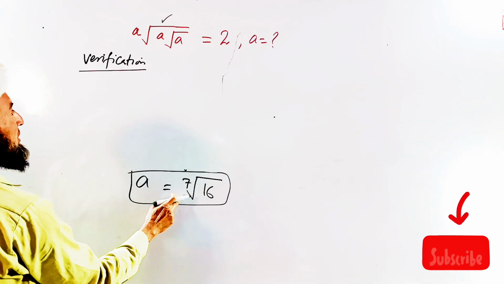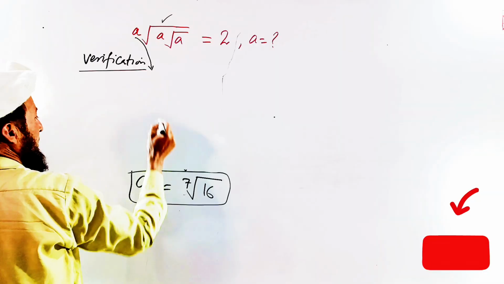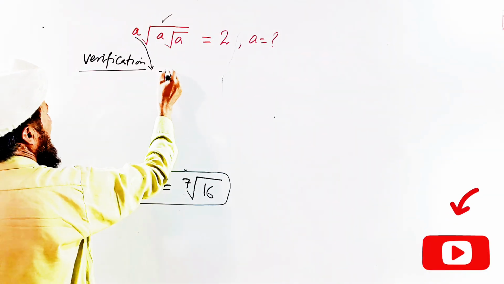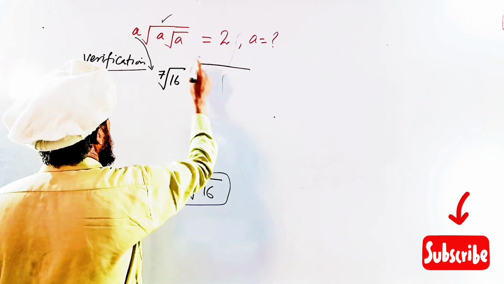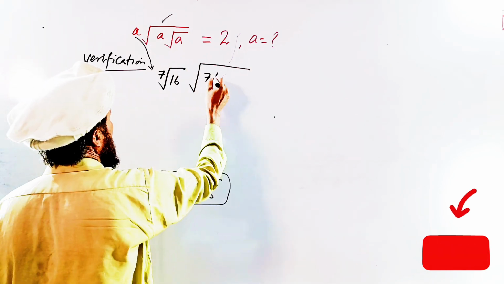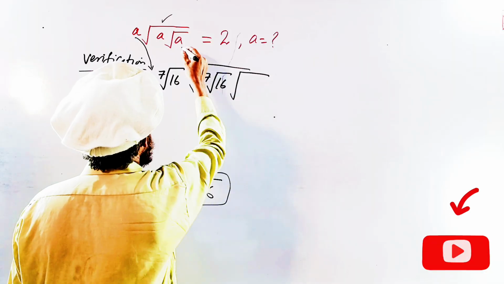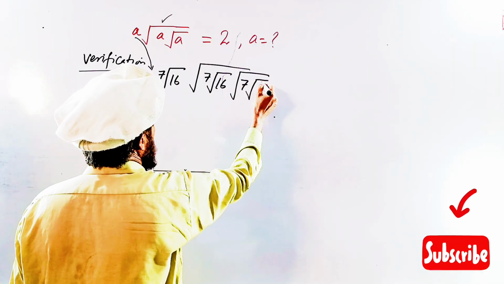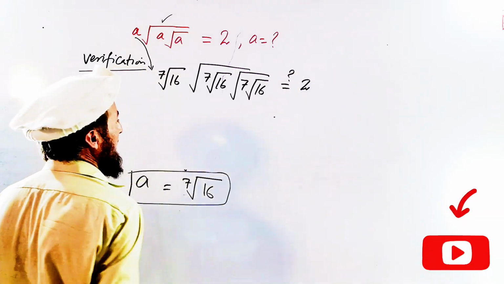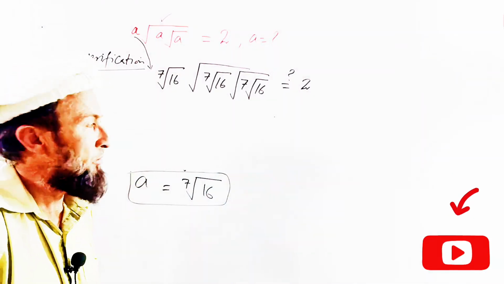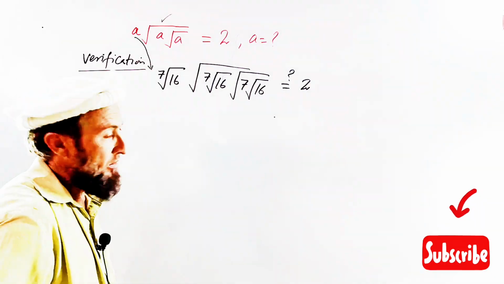We substitute this result into the original question. In place of a we put here the 7th root of 16, and also the square root of a, the square root of the 7th root of 16, is equal to 2. That is the question mark for us. So we try to prove whether this is 2 or not.